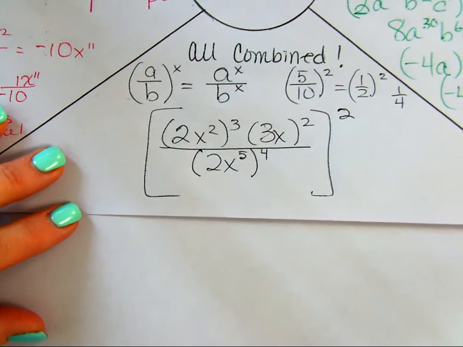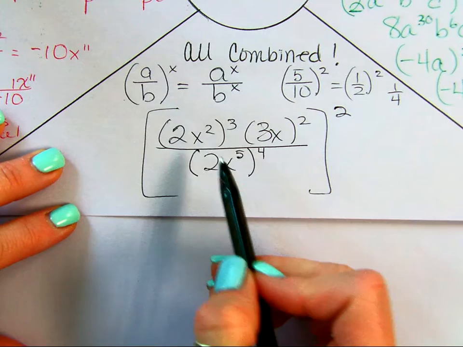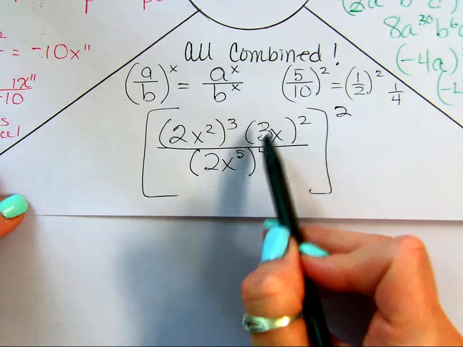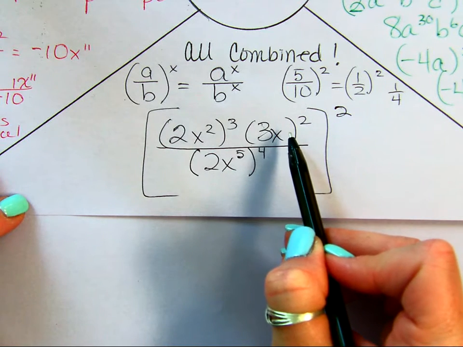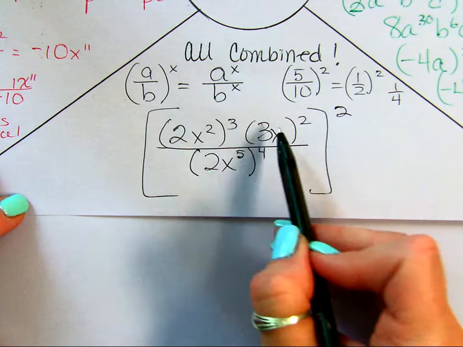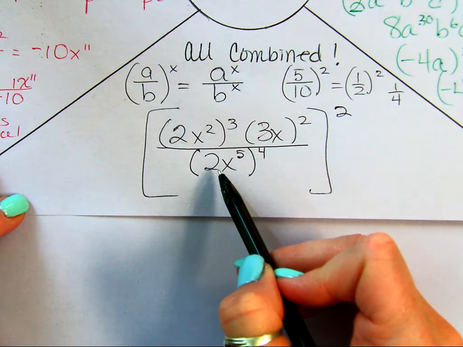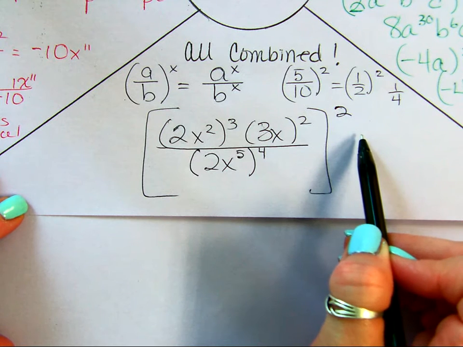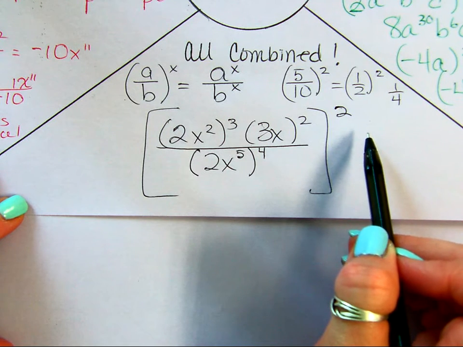Okay, so follow me for a second. Take this parenthesis to the third power. Take this parenthesis to the second power. Take those answers and multiply them. Take that product and divide it. Take that quotient and square it. Ooh, did you follow me? No. Okay, I'm going to say it again. But I know you can get this.